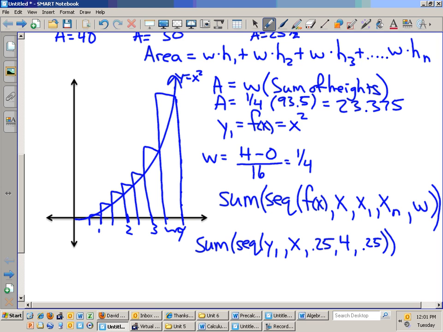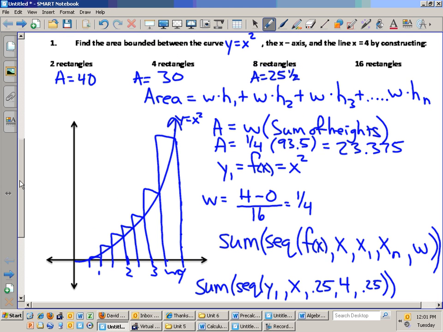Okay? So I was able to sum 16 rectangles actually pretty quickly using that feature on my calculator. And as you can see, when we increased to 2, we were at 40. When we increased to 4, we're at 30, 25 and a half, 23.375. Any idea where this might be headed to? 23 and a third. So 23 and a third would be the exact area bounded underneath that curve. No, not always. Okay, let's flip it over.